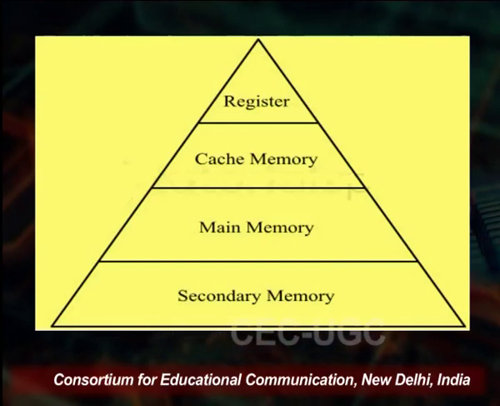A typical memory hierarchy of the different memory devices is shown here. You see that first is the register, second is the cache memory, third is the main memory, and fourth is the secondary memory. So this is the hierarchy of the memory storage devices installed in the system: register, cache memory, main memory, and the secondary memory.